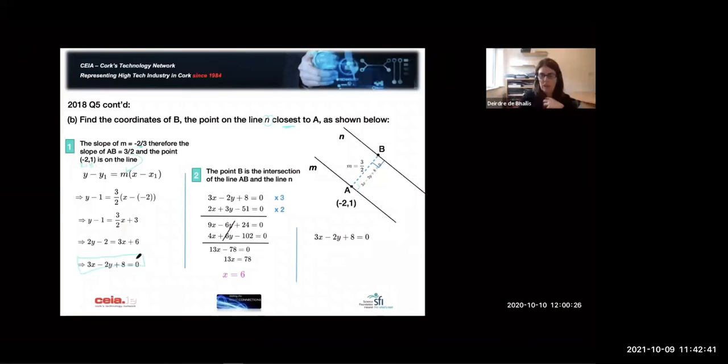So we just need to find the y coordinate for B now. And we can take either one of the lines and substitute in x. And what we get left with is y is equal to 13. Again, we've been asked to find a point. So the answer we're going to give back is B is equal to 6 and 13.